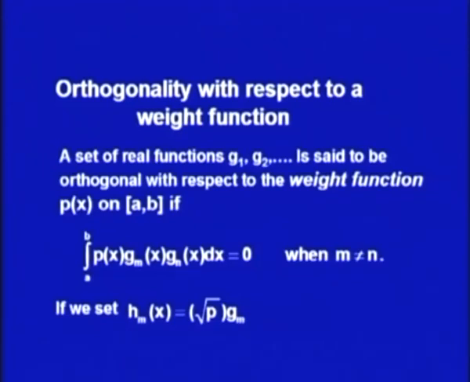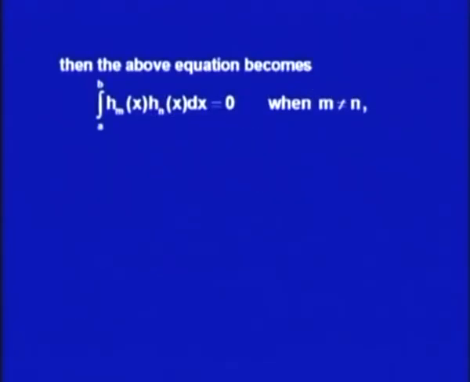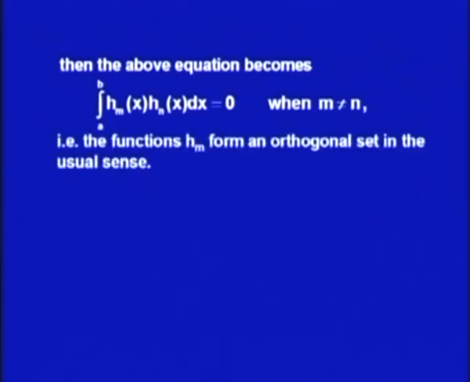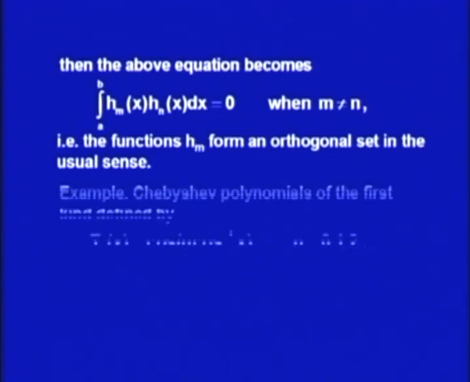If we set h_m(x) equal to square root of p(x) into g_m(x), then we see that the above equation reduces to the integral from a to b of h_m(x) h_n(x) dx equal to 0 whenever m is not equal to n, which implies that the functions h_m(x) are orthogonal in the usual sense, that is, the functions h_m(x) satisfy the orthogonal property integral a to b h_m(x) h_n(x) dx is equal to 0. So, they form an orthogonal set in the usual sense.